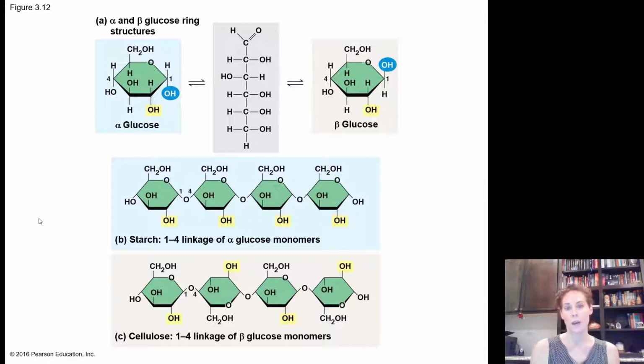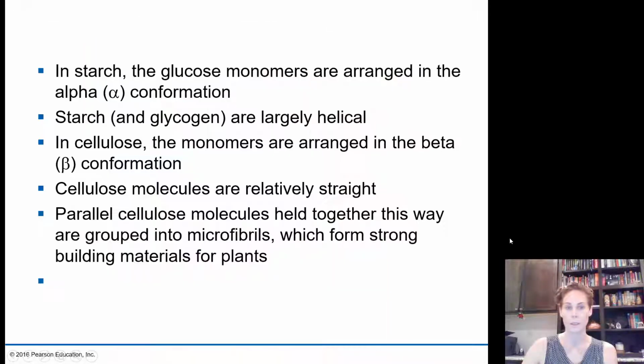Alpha glucose, it's all about where that other hydroxyl group is, sticking up at the top or closer to the other one. And so with starch, with the alpha glucose, all of the OHs are along the bottom of the rings, whereas the beta in cellulose, it's mismatched. So in starch, glucose molecules are arranged in an alpha conformation, and in cellulose, it's a beta conformation.